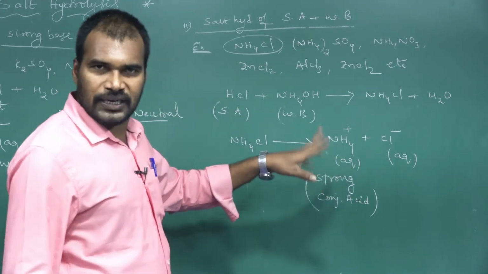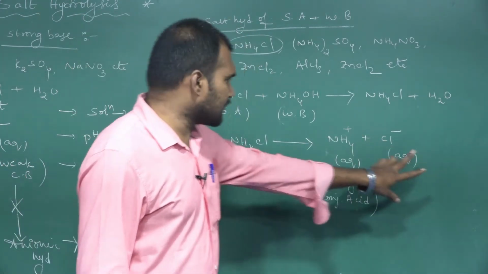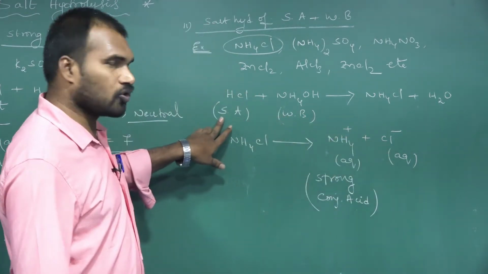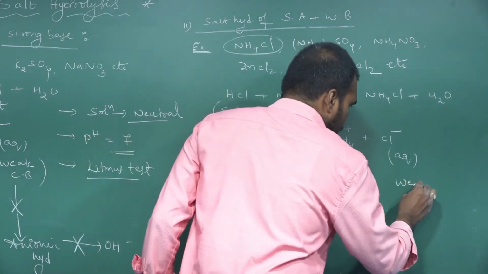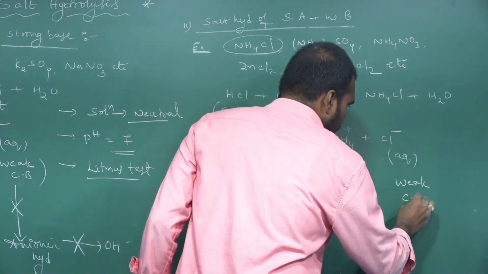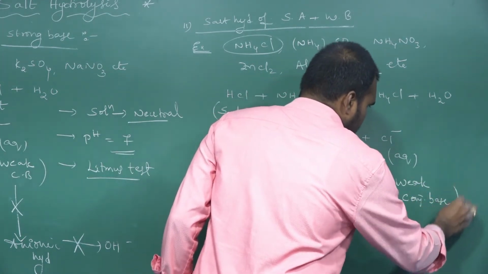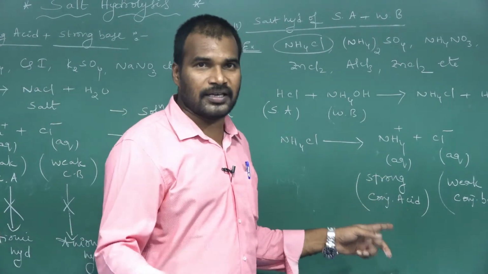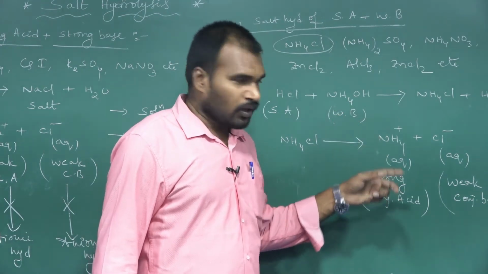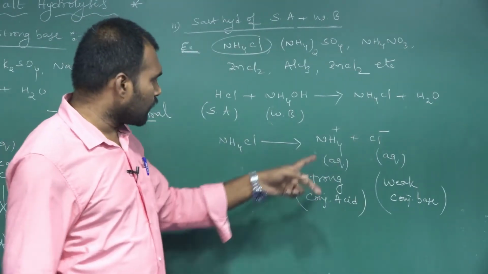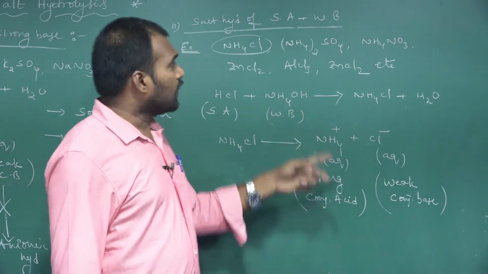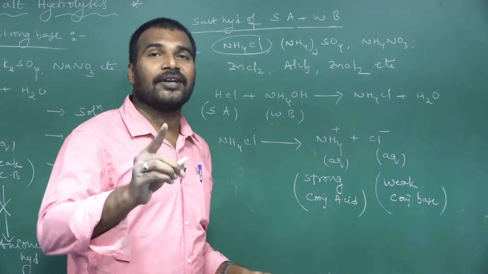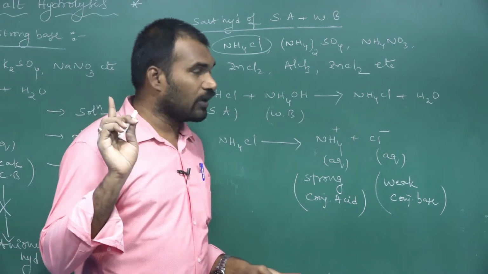It's a strong conjugate acid, whereas Cl minus is coming from HCl, which is a strong acid. So the conjugate species coming from strong acids is always weak. So it's a weak conjugate base. I told you, in order to undergo hydrolysis, it should be strong. Among these two ions, which is stronger? The cation is stronger. So in the second case, which hydrolysis takes place? Cationic hydrolysis takes place.